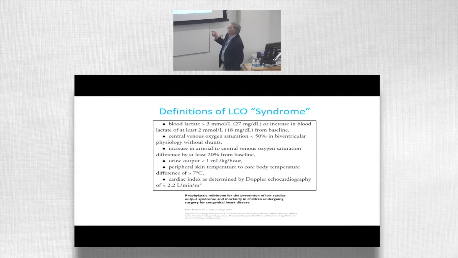But these were the definitions that have been used in the literature to describe low cardiac output state in children. Lactate, central venous oxygen saturation, arterial to central venous oxygen saturation difference, urine output, skin temperature, and then cardiac index as determined by Doppler. These are commonly used and commonly cited in various articles. Each one of them is not getting at the true measurement that we can have at the bedside. And it's interesting that they're a combination of the things that Jai was just talking about.